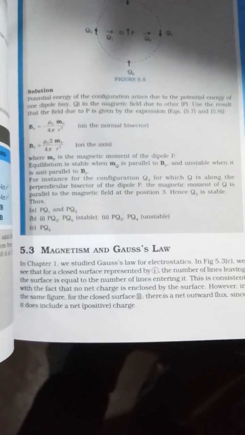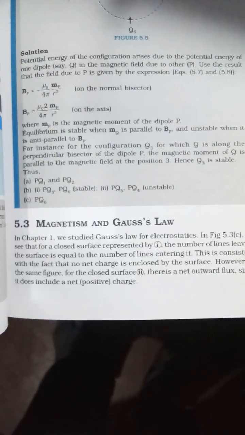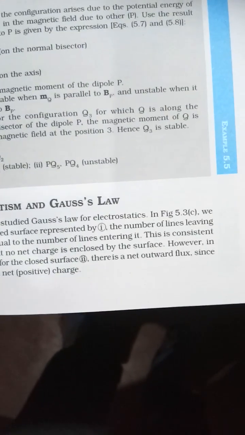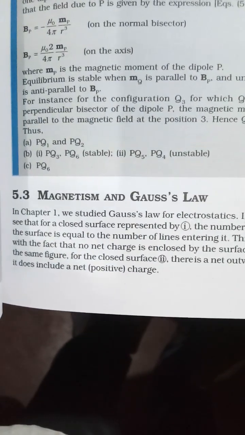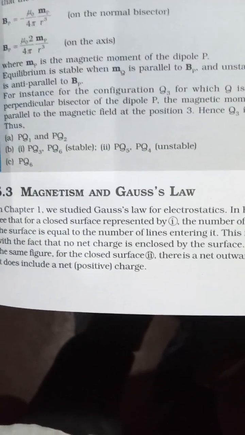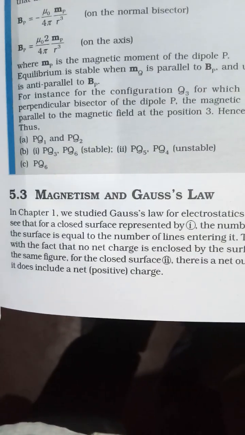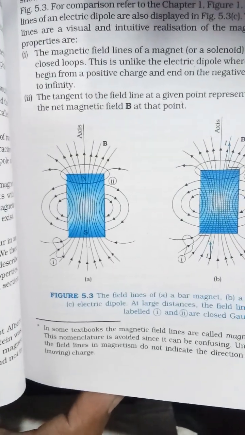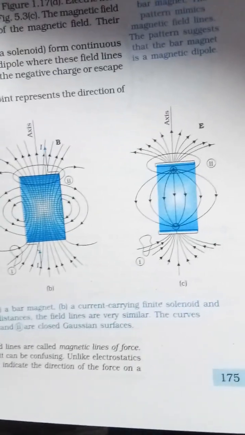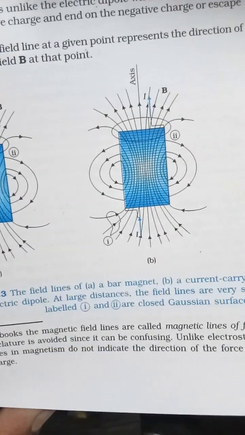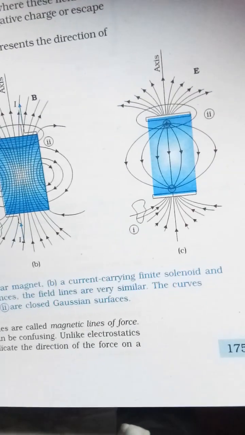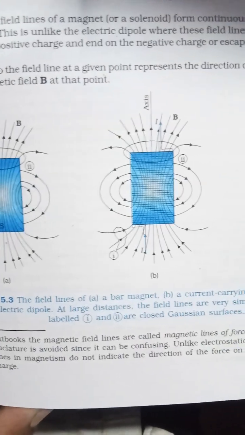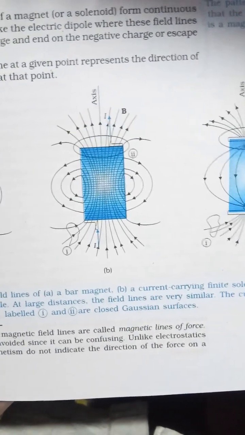Today I am going to discuss magnetism and Gauss's law. In chapter 1 we studied Gauss's law for electrostatics. In figure 5.3c we see that for a closed surface, figure 5.3 will provide you the information. You will see the field lines of a bar magnet, a current carrying finite solenoid, and an electric dipole at large distances. The field lines are very similar.